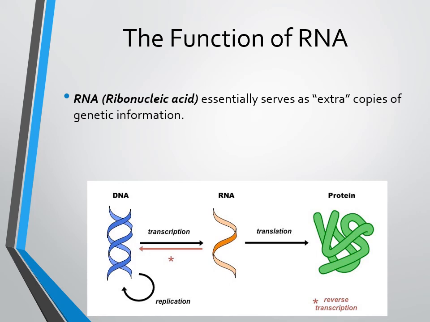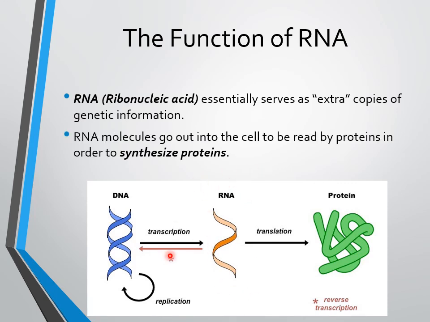So essentially RNA, at least in your body, there are several organisms that only have RNA, and they don't have DNA. But in humans, they really just serve as an extra copy of genetic material. Like I said, the DNA never leaves the nucleus, but the ribosomes are what make proteins. And so the DNA needs to get its genetic code out there, and it does that through help of RNA. So RNA molecules go out into the cell to be read by, not be read by proteins, be read by ribosomes in order to synthesize proteins.